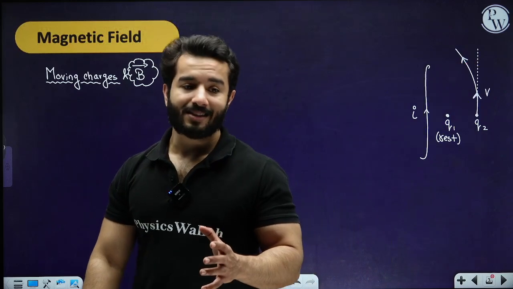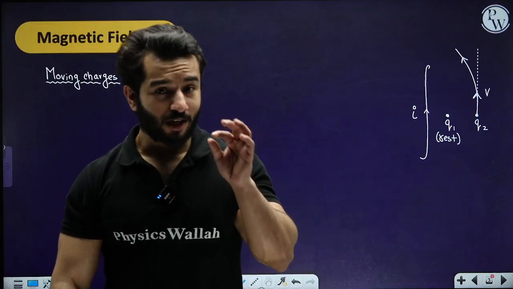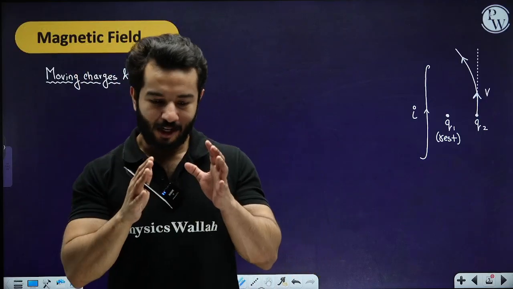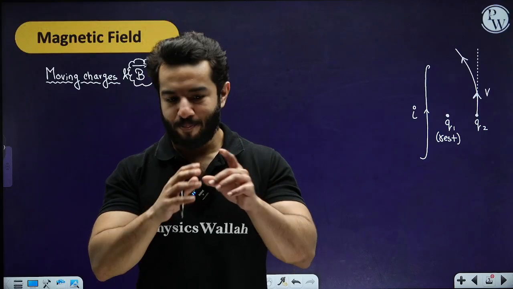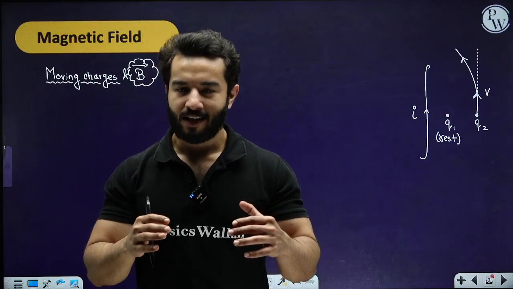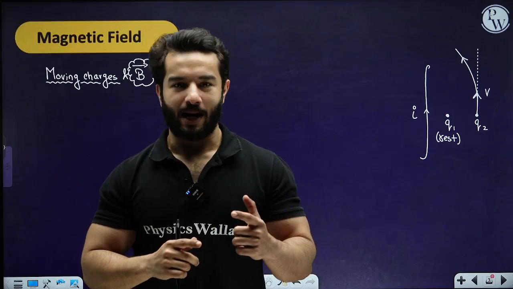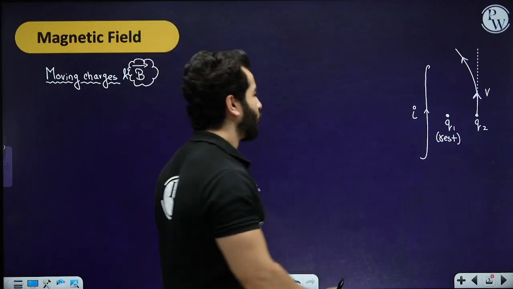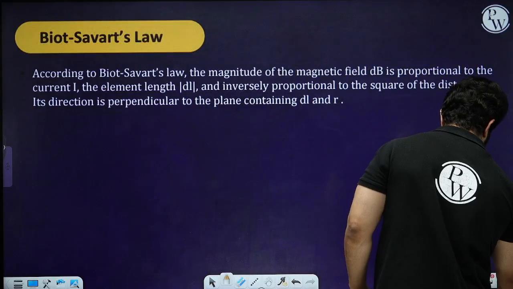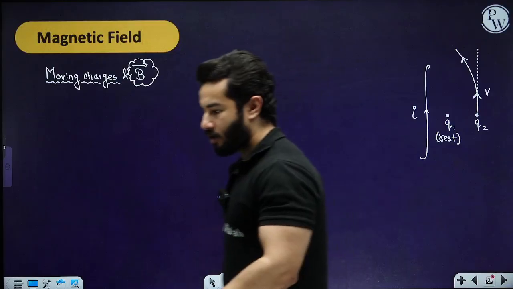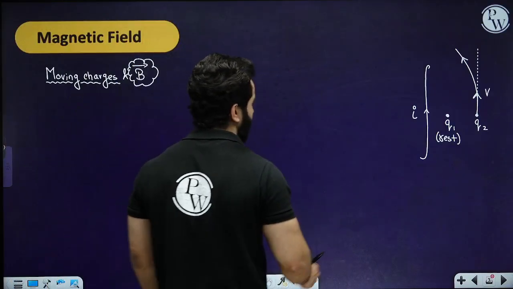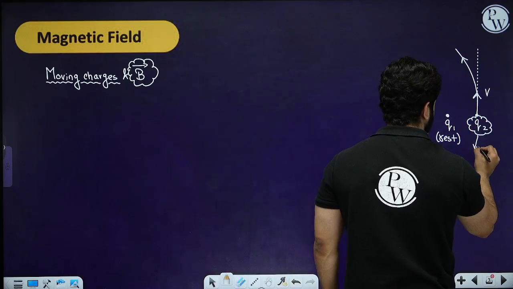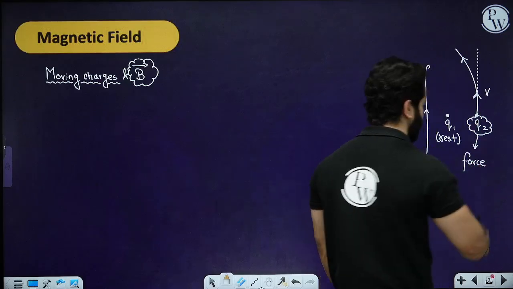So this basically means that if we have a moving charge, we are going to discuss this in the moving charge part, we are saying that if we have a moving charge kept near a current carrying conductor, a force is getting applied on it. A force is getting applied on this moving charged particle. We call that force the magnetic force. That means on this charged particle, a force is acting, right?